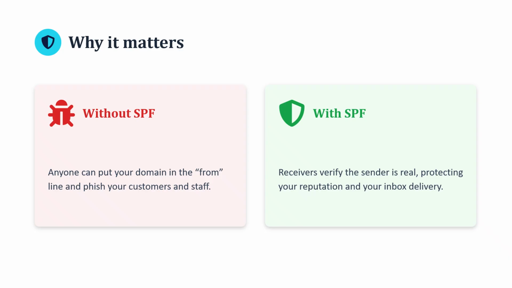In the absence of SPF, unauthorized individuals can use an organization's domain in the email from line. Malicious actors may exploit this vulnerability to conduct phishing attacks targeting both customers and employees. SPF enables the receiving mail server to verify the authenticity of the sender. This protocol helps safeguard customers, organizational reputation, and the deliverability of legitimate email messages. It also increases the likelihood that authentic emails are successfully delivered to recipients' inboxes.